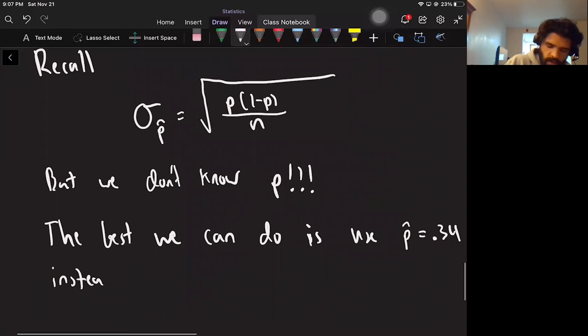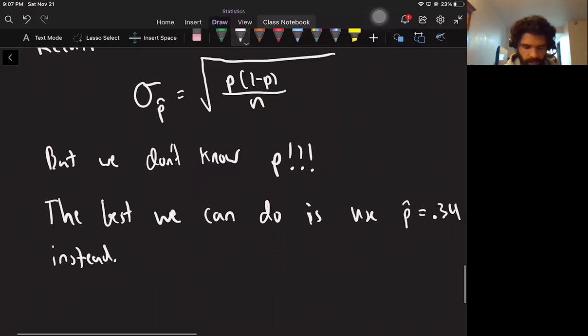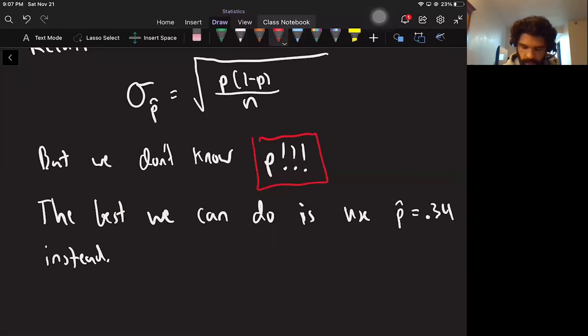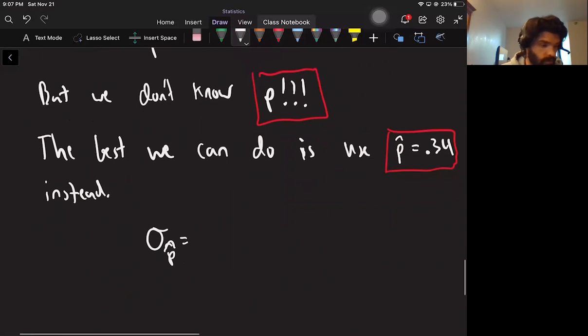So if I already knew the true proportion, well, then there would be no point in making the confidence interval in the first place. So I wouldn't even be doing this problem. But because I don't know the true proportion, I'm trying to estimate it by creating an interval that hopefully has it inside of it. I need to use the only thing I can use, which is this instead. Okay, so this is not the actual standard deviation. This is our best guess for the standard deviation.